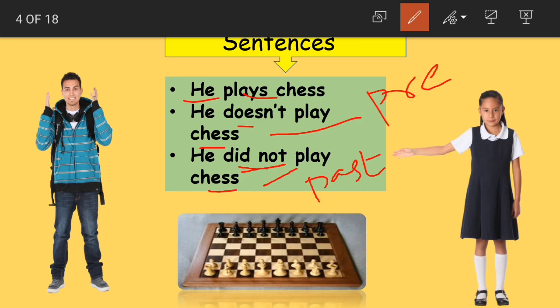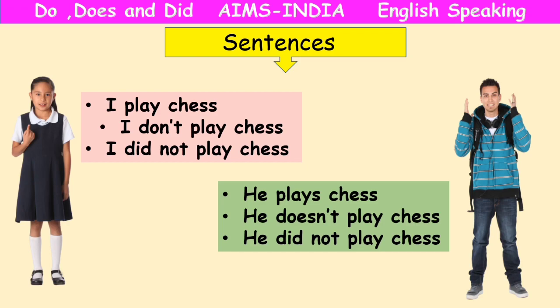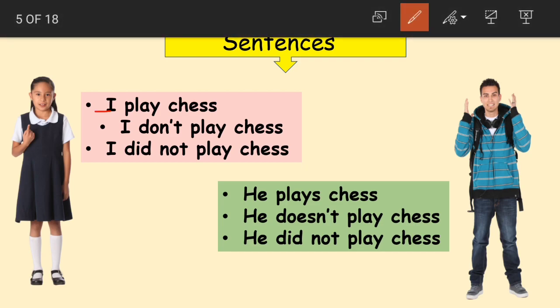Okay, children? So, like this. Now, here you see the difference. I play chess, when the girl is telling about herself. When she is telling about somebody else, regarding this boy, he plays chess. Because I has come, we have used don't.